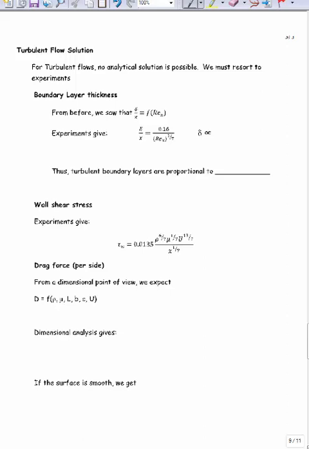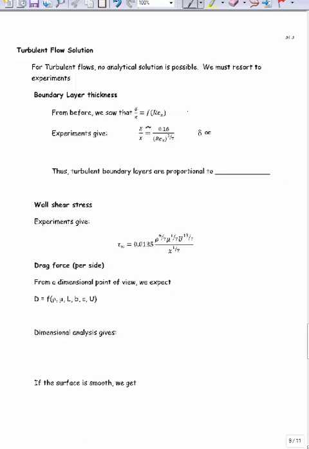So we just finished laminar flow over a flat plate, and let's go on to turbulent flow. For turbulent flow, the difference is that there is no Navier-Stokes solution that can be solved, so you just go to experiments. And then you can find correlations from experiments. For instance, for boundary layer thickness, experiments give delta over x equals approximately 0.16 over Reynolds number to the 1/7.